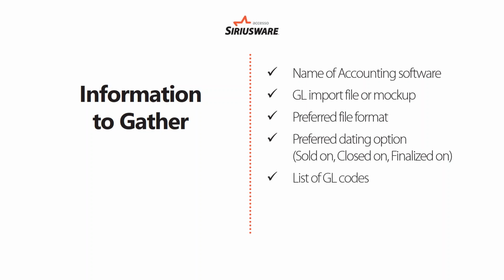As we mentioned, for the mapping to the GL codes, we need a list of GL codes and how they relate to profit centers and taxes and payments and all of that, so that we can get all that information entered into the SiriusSQL database and have it all up there and ready to go. So we just need to get as much of that information in the beginning as we can, and that'll really make the implementation process a lot more seamless and quick.